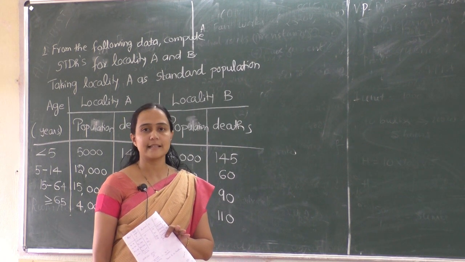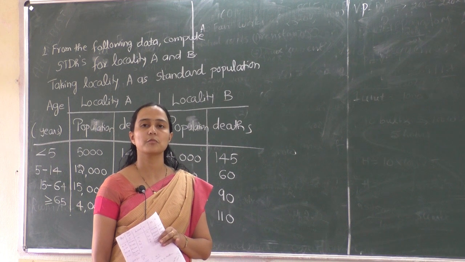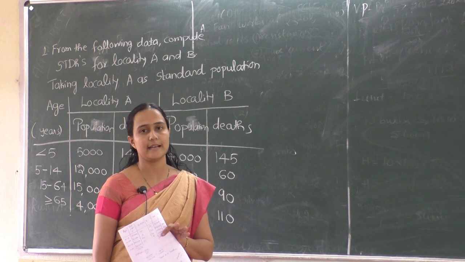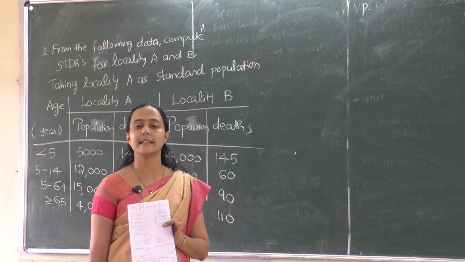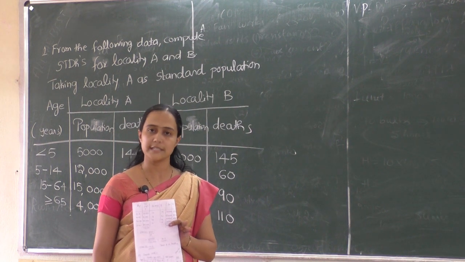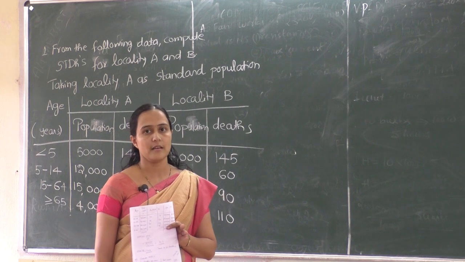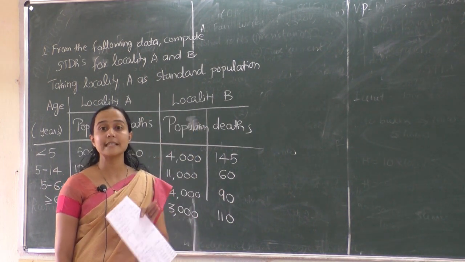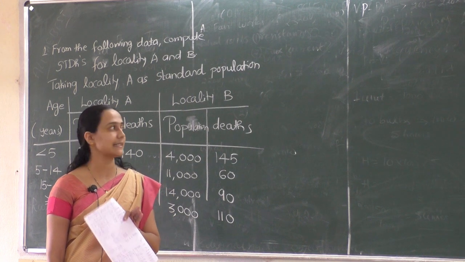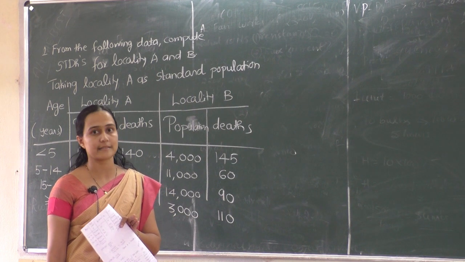Then we saw the merits also. For comparing the mortality of two or more populations we use STDR. One more thing, it considers the age composition of the population. Next, the first type of problem we saw. The first type is usually asked as a 10 marks question.